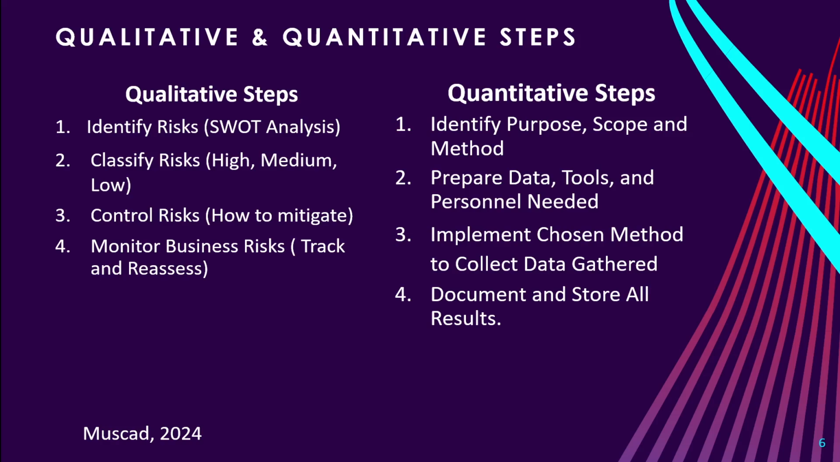The final step in the qualitative process is to monitor the business risks. Continually track and reassess the risks, utilizing tools such as risk registers and periodic reviews to adapt to any changes in the project or environment. Regular monitoring and adaptation are essential for staying ahead of potential risks and ensuring project success.